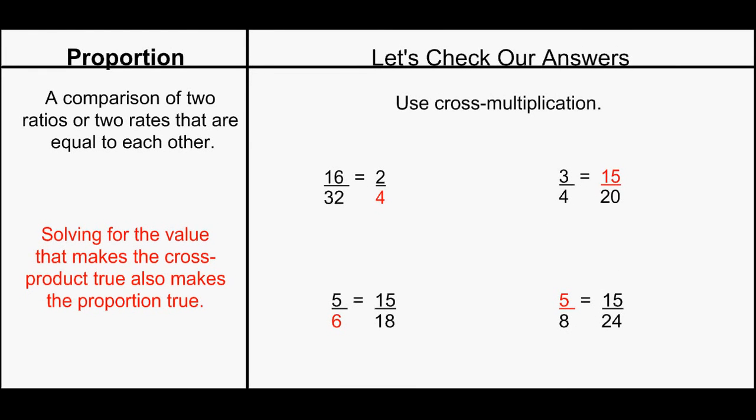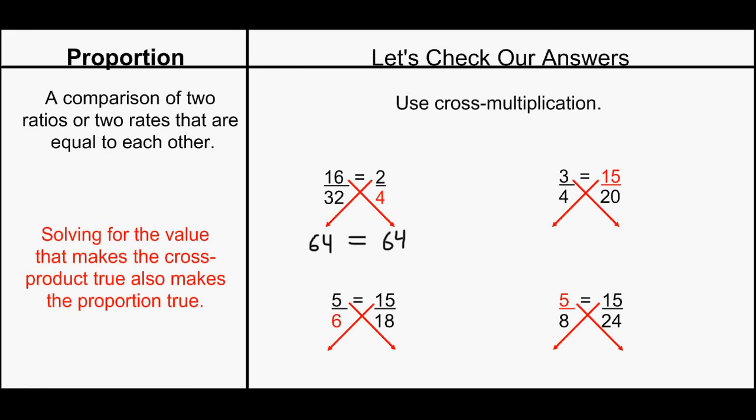Now that we have solved our proportions, I have written in the answers in the proportions themselves. It's always a good idea to check. So let's use cross product to check our answers. 2 times 32 is 64. 16 times 4 is 64. So the cross product answers are equal, meaning that the two fractions form a proportion.